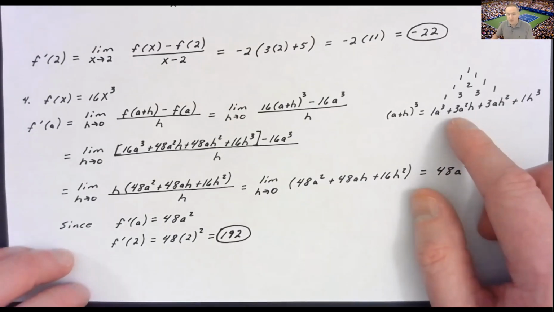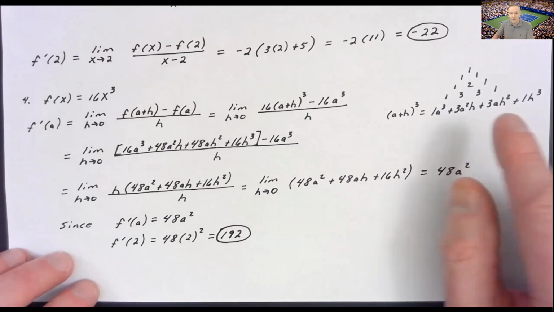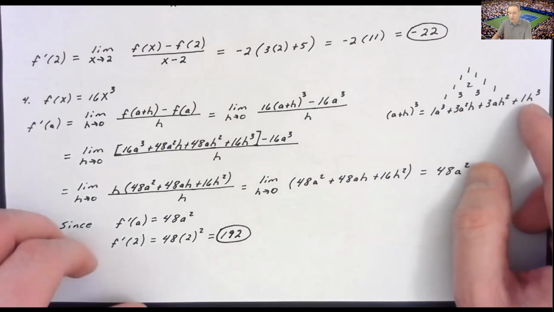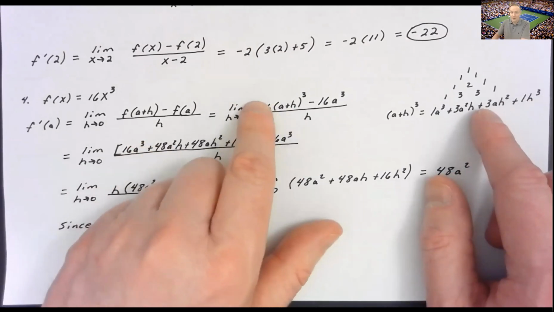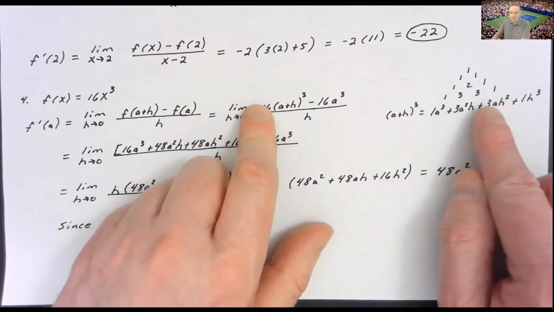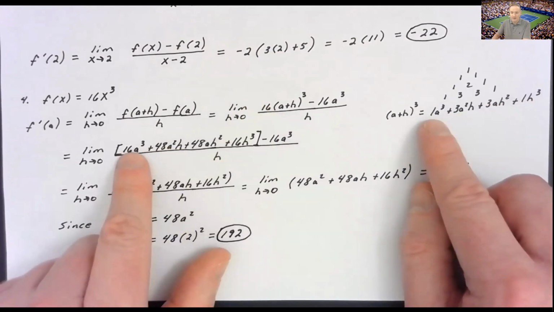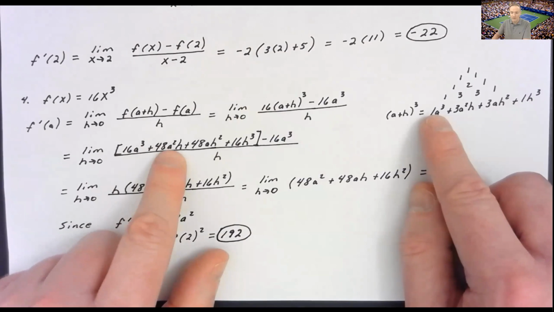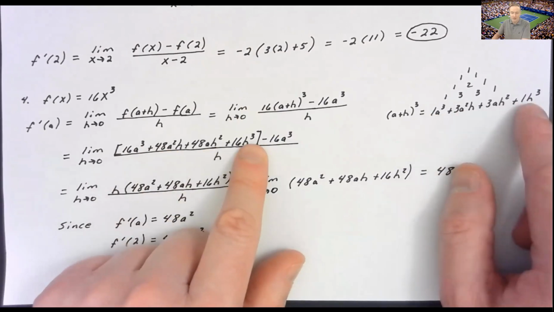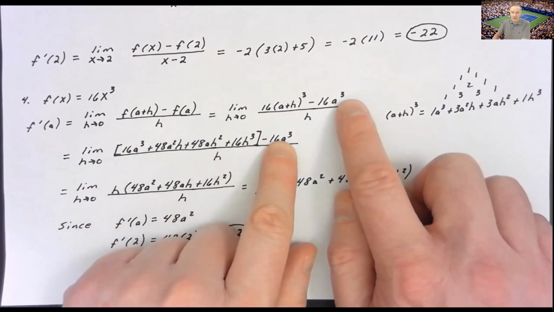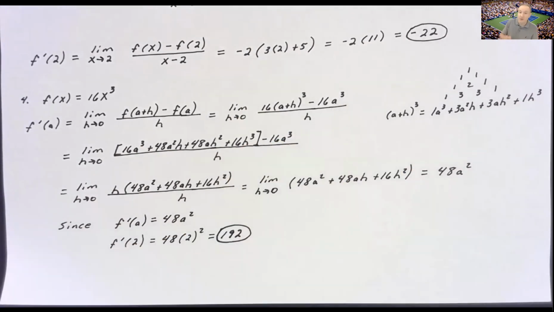Now, if you would prefer to just multiply a plus h by itself 3 times to get to this expression, you can do that. Probably more time consuming. Now, I have to multiply a 16 times all 4 of those terms. That's where this came from. 16a cubed plus 48a squared h plus 48ah squared plus 16h cubed. Minus your 16a cubed. As in every single solitary time, the terms of f of a plus h and f of a always cancel. They will never combine.